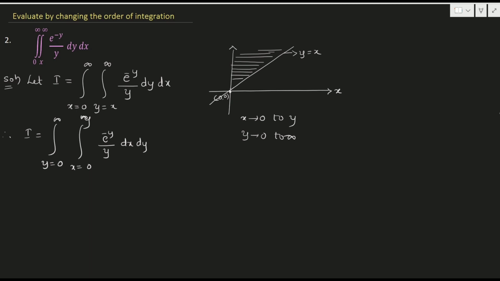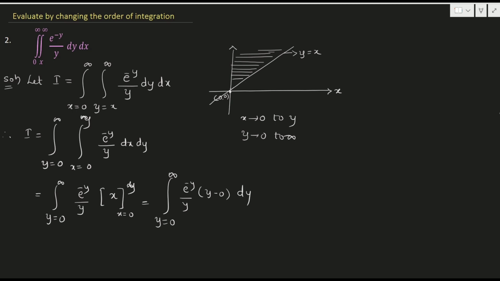Now the remaining procedure will be the same, the normal integration. Keep the first integral as it is, y varies from 0 to infinity. Now integrate e raised to minus y by y first with respect to x. So e raised to minus y by y acts as a constant. Keep it as it is. Then integration of dx is x, with limits from 0 to y. So it is the integration from 0 to infinity of e raised to minus y by y into y minus 0, into dy. I forgot to write dy.